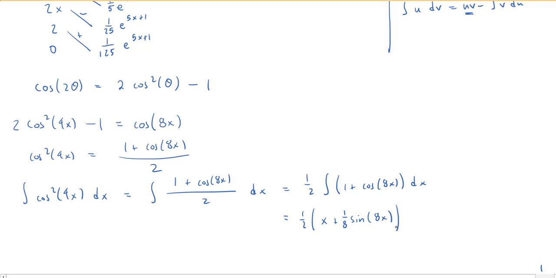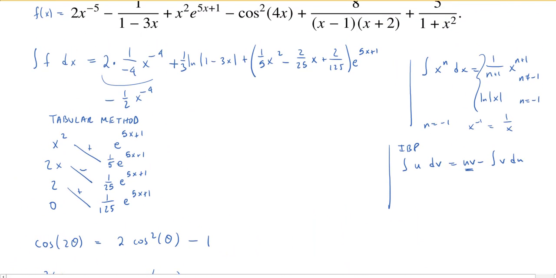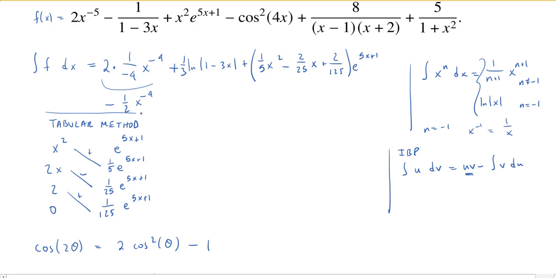Okay, so if we like, we could distribute this through. It's just a matter of taste, really. So we would get a half x plus 1/16 sine of 8x. Okay, but if you left it here, that's perfectly fine. So we come back up, and so this is just off to the side. We can have, oh, of course, there was a minus here, so we'll get a minus 1/2 x plus 1/16 sine of 8x.